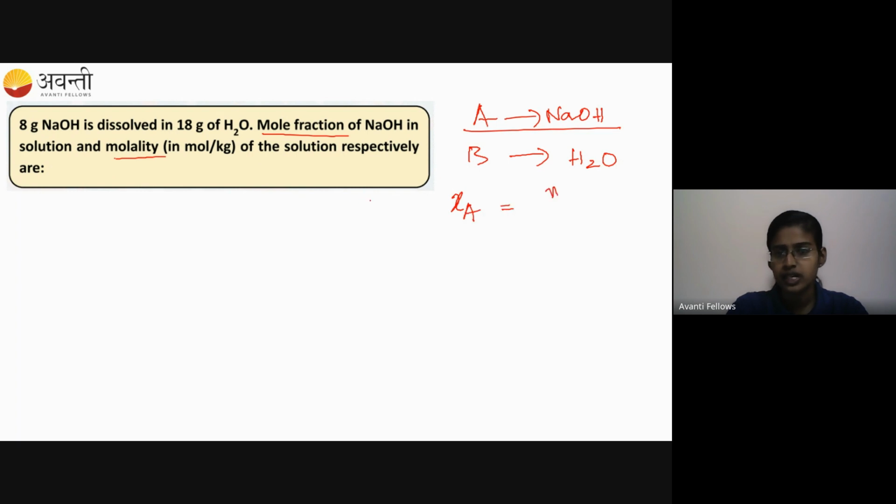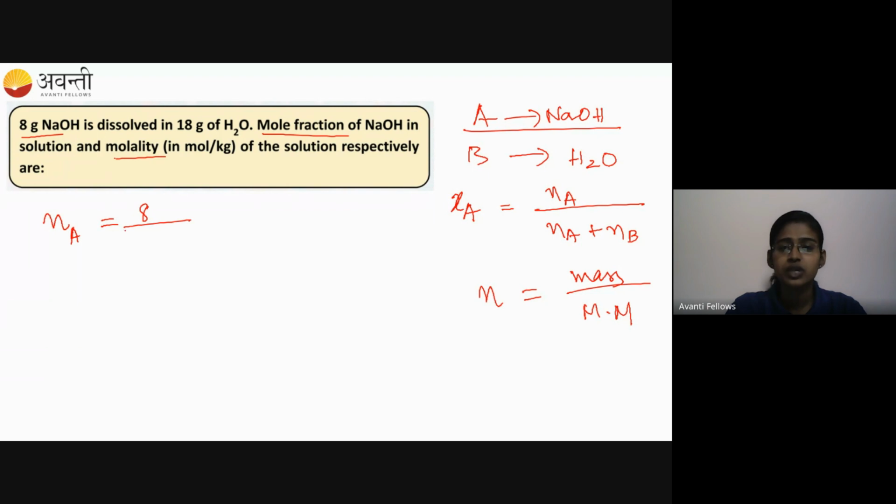For that, what I need? It is Na by Na plus Nb, right? I need the number of moles of sodium hydroxide as well as the number of moles of water. Whether it is given in the question? No, it is not given in the question. I have to find out. How to find out the number of moles? Mass by molar mass formula we have to use. So, the number of moles of sodium hydroxide is equal to the given mass of sodium hydroxide. It is 8 gram divided by molar mass of sodium hydroxide.